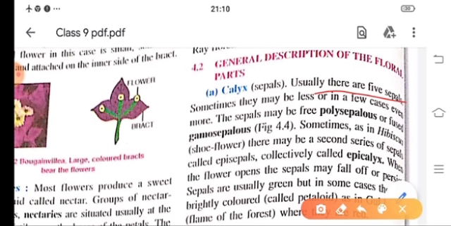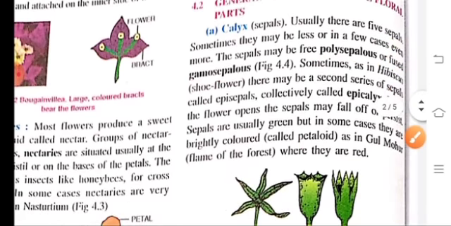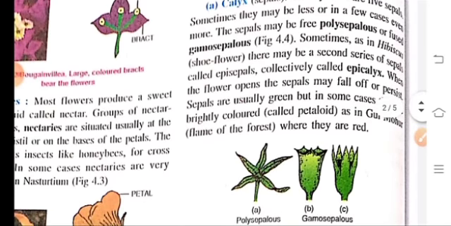Now the sepals, they may be free. The condition is known as polysepals. If the sepals are fused, then they are known as gamosepals. Sometimes in hibiscus, there may be a second series of sepals and they are known as epicalyx or episepals. Now sepals may fall off or they may remain attached to the fruit, like in tomatoes. They may be brightly colored or they may be green in color.